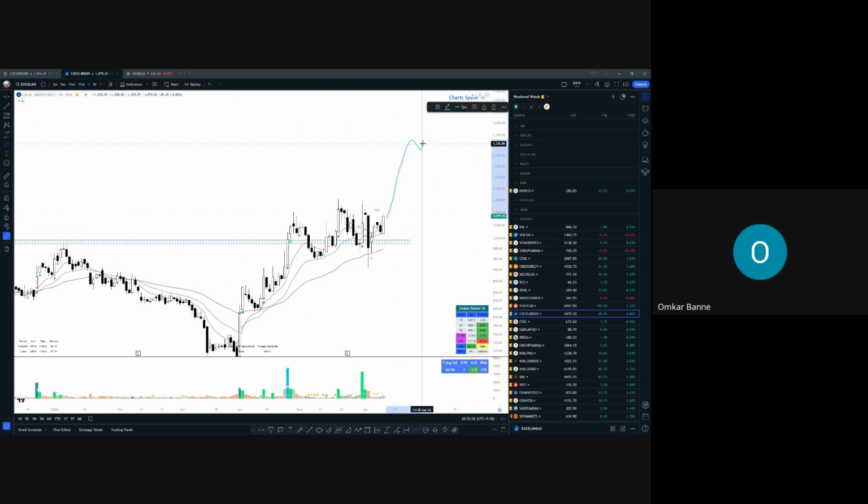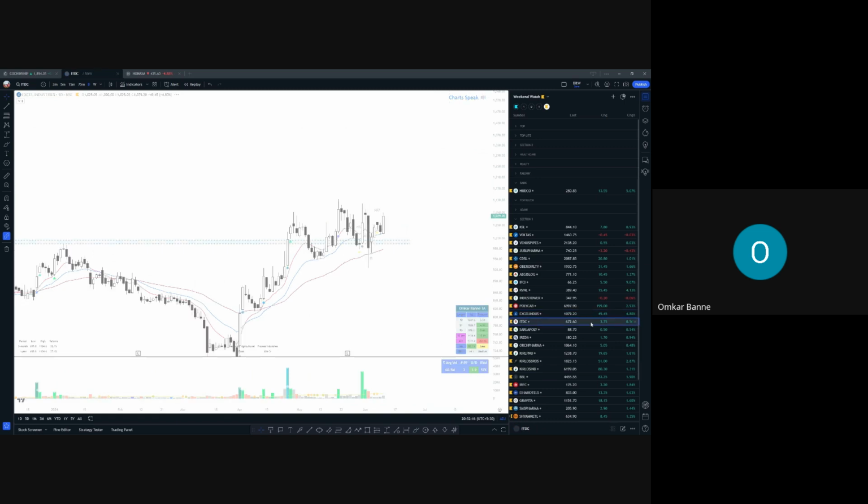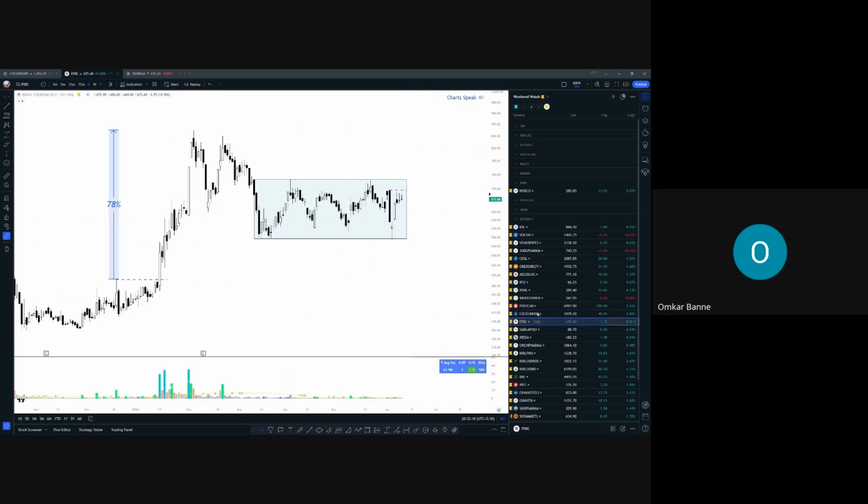Up move, then a bit of retracement, then consolidation, something like that. Then somewhere here, I'll try to take the entry. If it doesn't move up, then okay, I'll leave it. We have many other stocks. ITDC, it is looking really good for tomorrow.